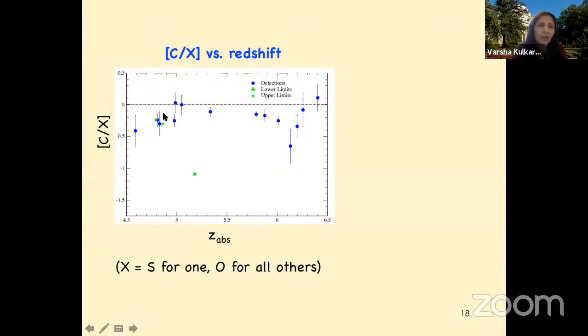In case you're interested, here is carbon to oxygen or carbon to sulfur versus absorption redshift. And there is a substantial variation, but there are many subsolar carbon to oxygen measurements here and no neat clear trend.